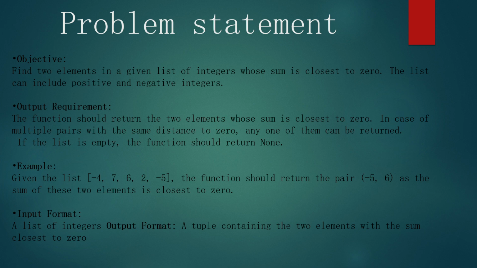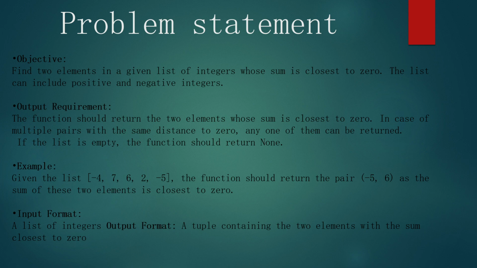Output requirement: the function should return the two elements whose sum is closest to 0. In case of multiple pairs with the same distance to 0, any one of them can be returned. If the list is empty, the function should return None.